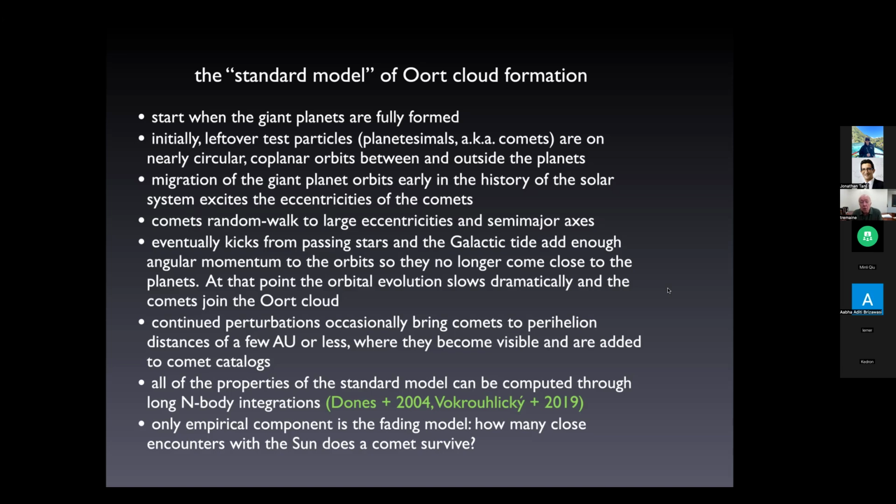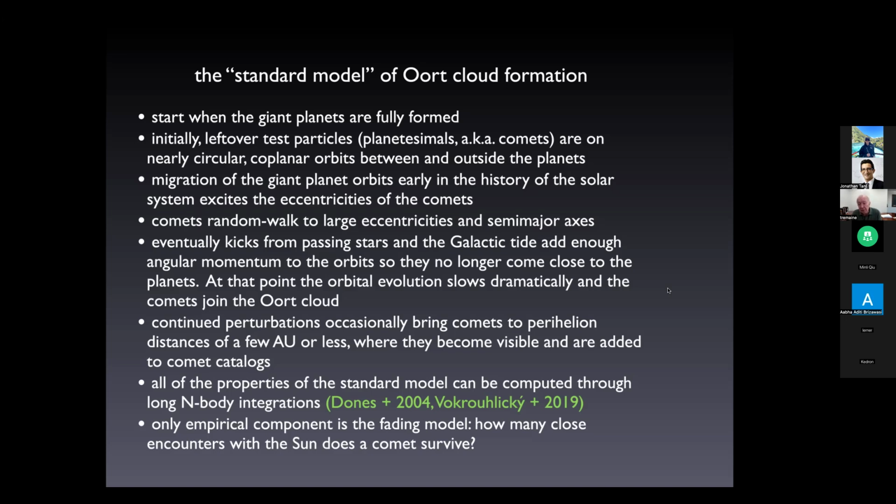We believe that the giant planets migrated early in the history of the solar system, and we believe that Saturn, Uranus and Neptune migrated outwards. As they migrated outwards, they came closer to the planetesimals that were left over from the formation of the solar system, and their gravitational encounters excited the eccentricities of the comets, causing the comets to random walk to larger eccentricities and semi-major axes.